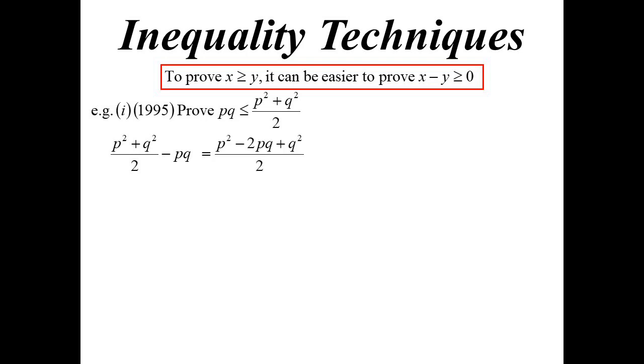Alright, well, it's an algebraic fraction question. Let's pull it together and you can see it drops out quite quickly, because on the top we end up with our perfect square, and we know that is always greater than or equal to 0. Therefore, well, I've sort of got the reverse of what they asked, but essentially it's the same thing. Therefore, P squared plus Q squared on 2 must be greater than or equal to PQ.